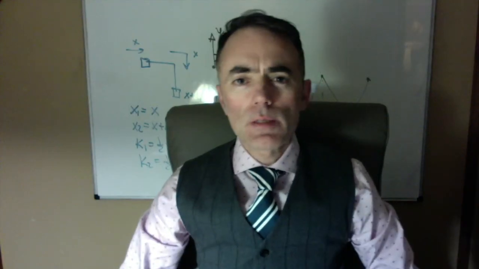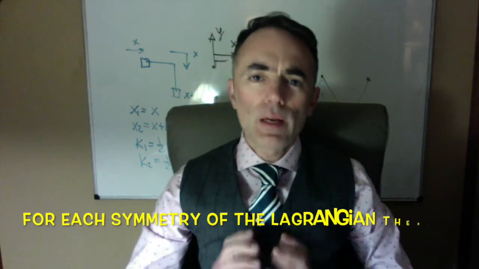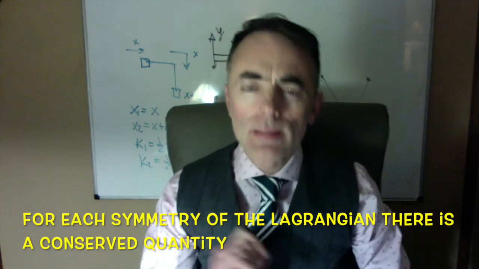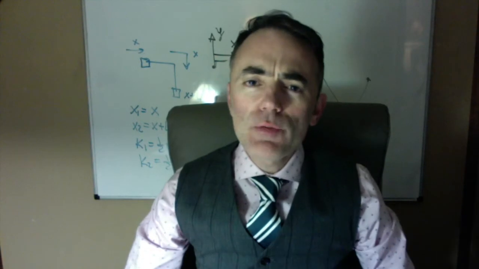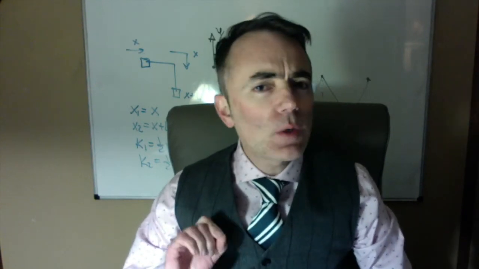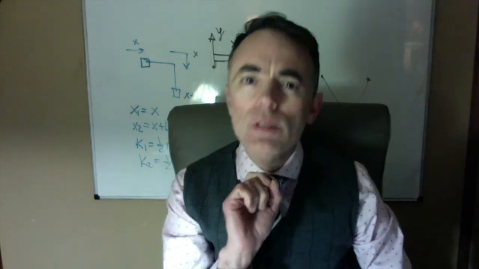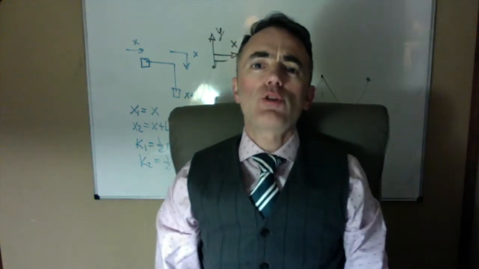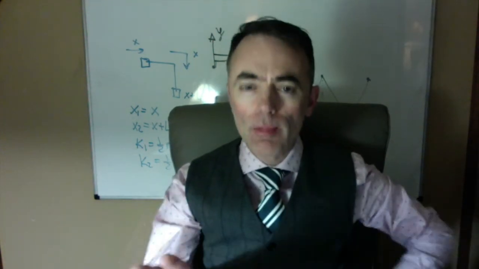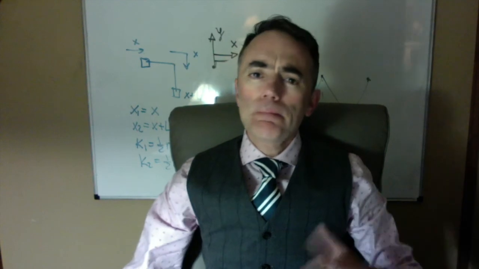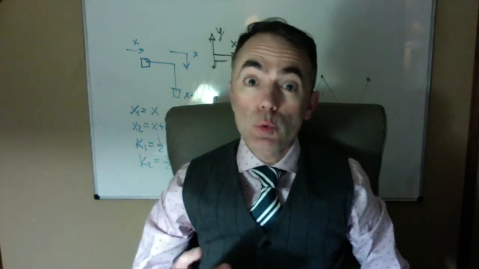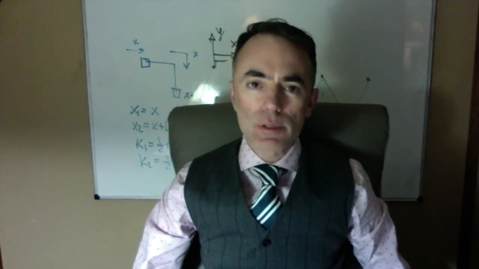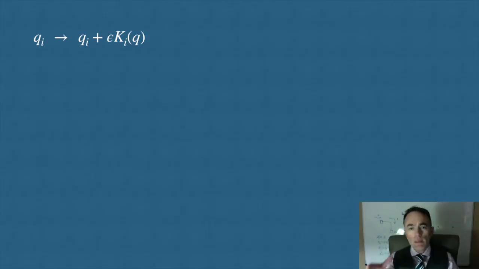Noether's theorem says that for each symmetry of the Lagrangian there is a conserved quantity. Remember that symmetry here means that if we change the coordinates by some small amount, the Lagrangian does not change at first order in that quantity. Let the Lagrangian be invariant to first order in the small number epsilon under the change of coordinates q to q plus epsilon times k of q.